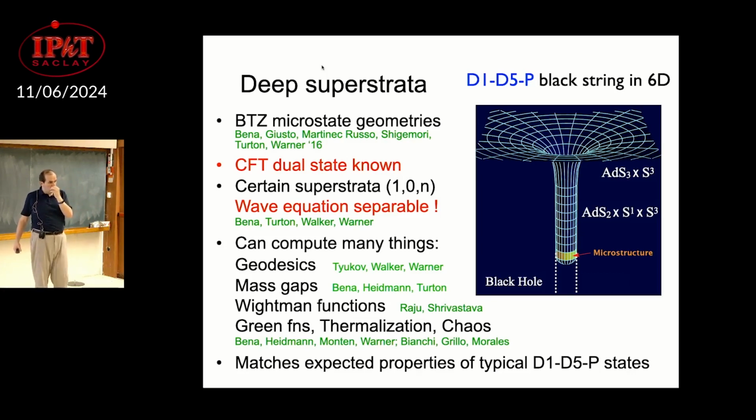So these are supersymmetric solutions. Yes. In what sense do you get thermalization and chaos? I'm coming to that. Just hold on two more seconds. I'll come to it.